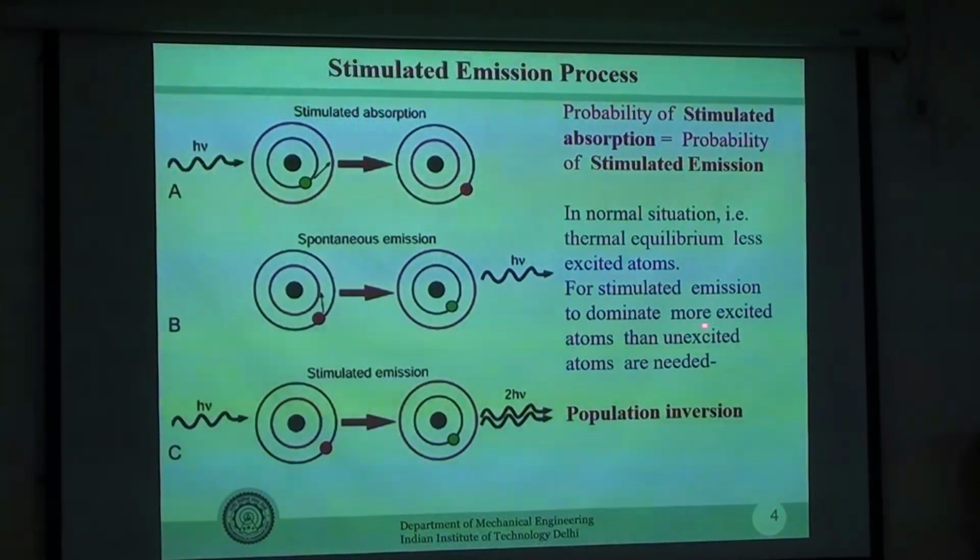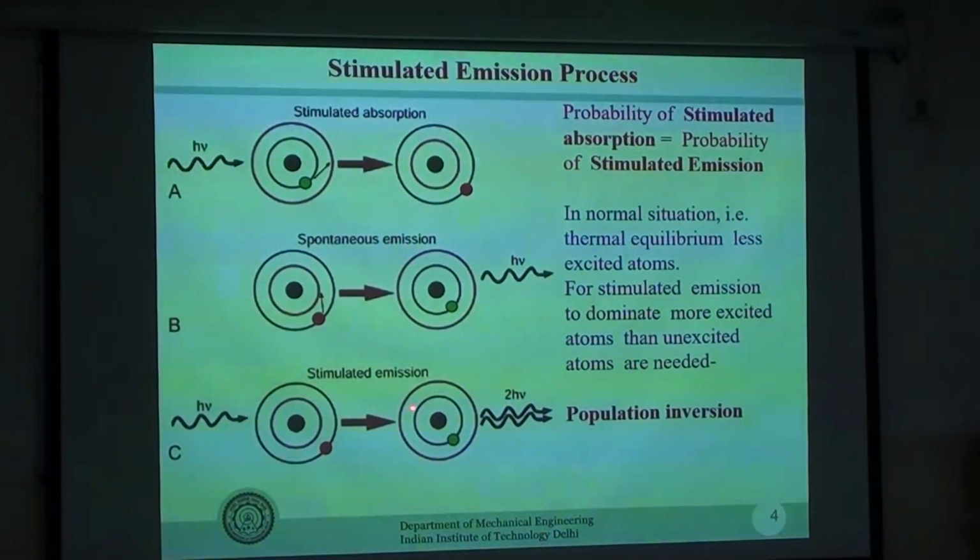But that doesn't mean that there can't be any other option. The second option is that this h nu energy can hit a higher energy state electron and decouple it from the higher energy state to the lower energy state. In this process, it emits one h nu, and since we already have another h nu, from h nu we get 2h nu. It is called stimulated emission.